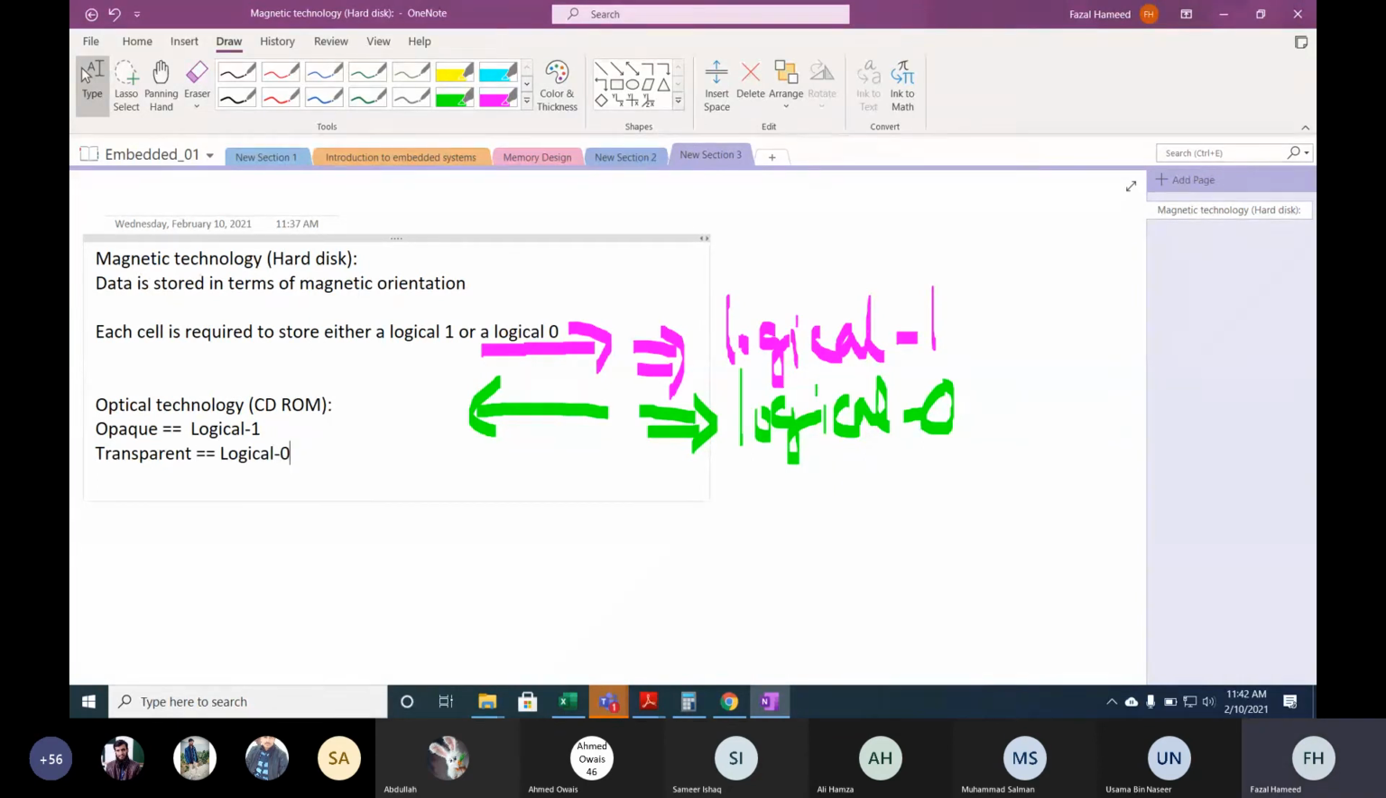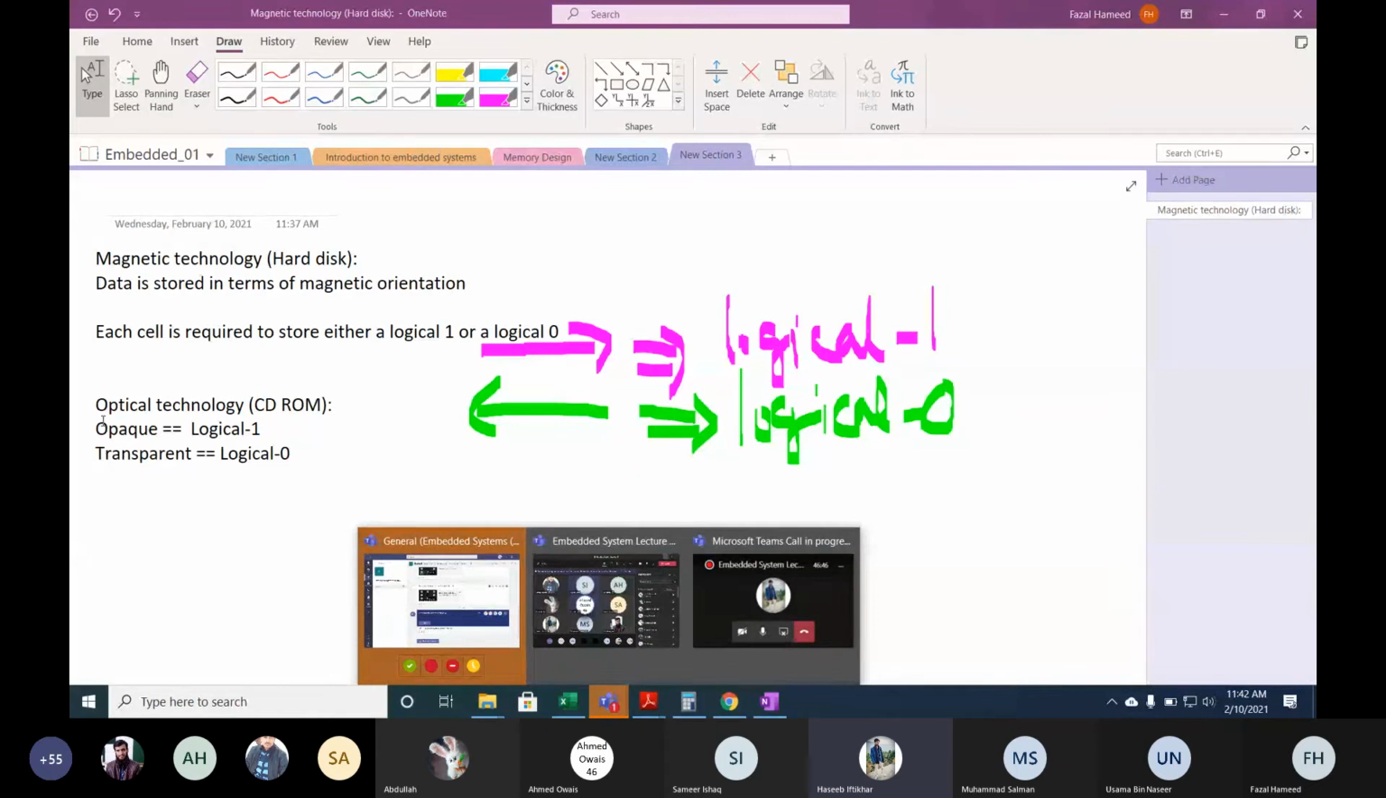समझ आई बेटा या नहीं आई? जी आवाज नहीं आ रही आप लोगों की. हेलो सर ये एक बार रिपीट कर देंगे.